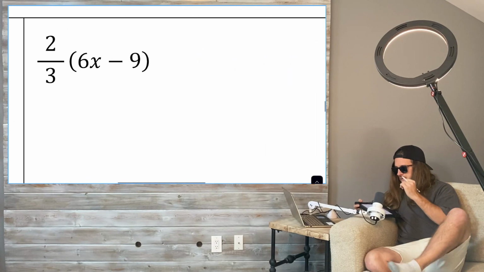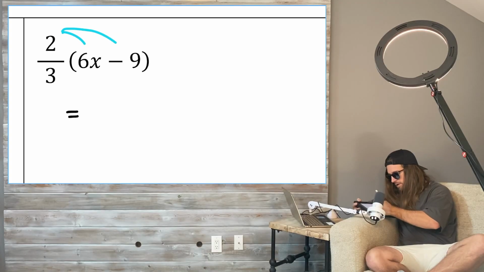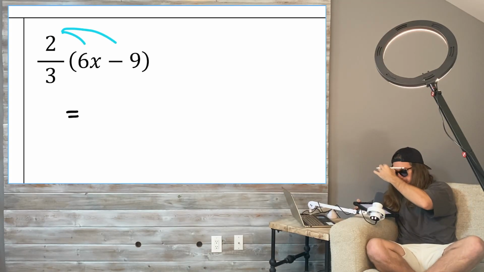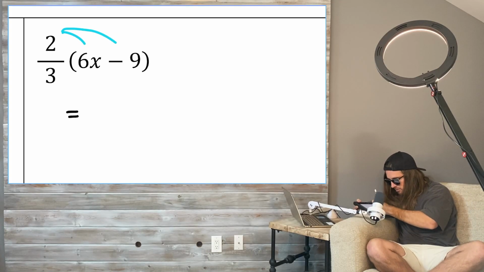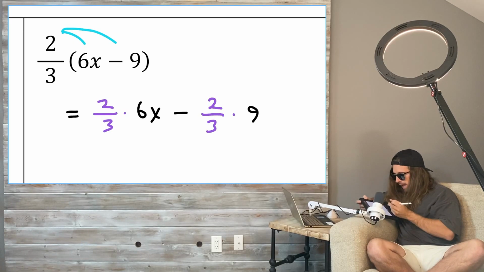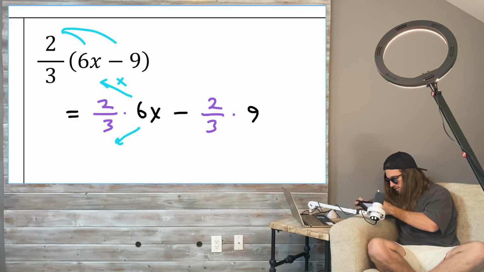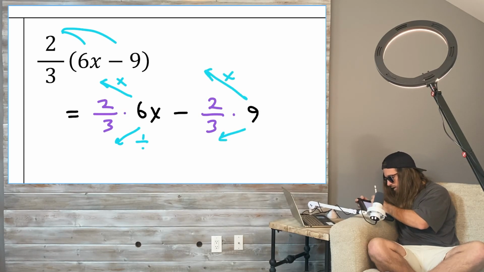Next one here, let's distribute a fraction. So here we go. Same rules apply, same rules apply. This is why we just did what we did on the previous page. I need to multiply the 2/3 by the 6x minus, and then I need to multiply the 2/3 by the 9 as well. And each of these can be dealt with by multiplying up and dividing down. Multiply up, divide down.